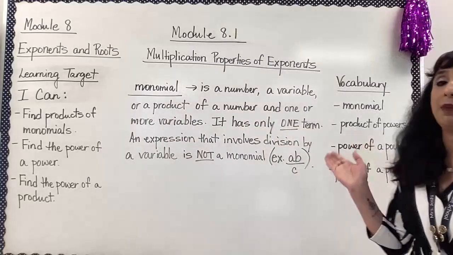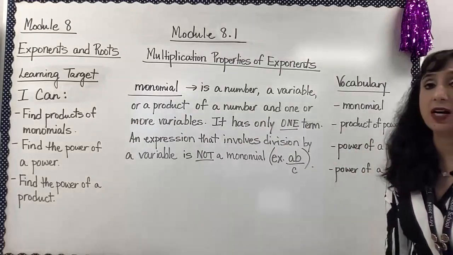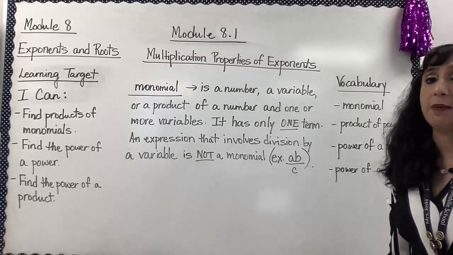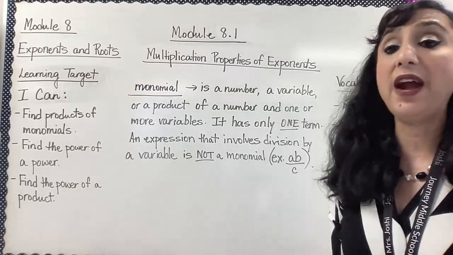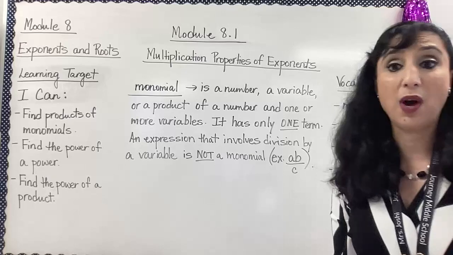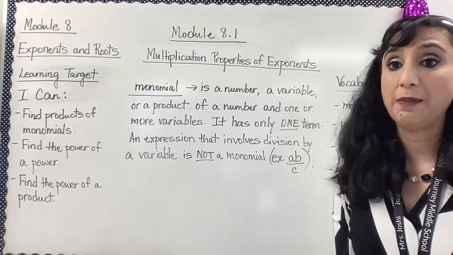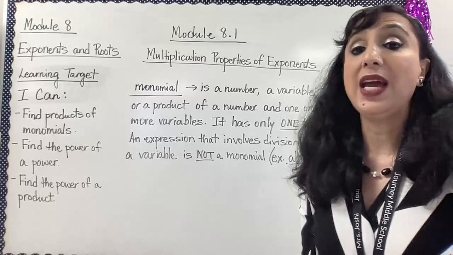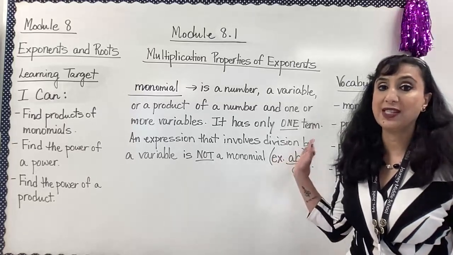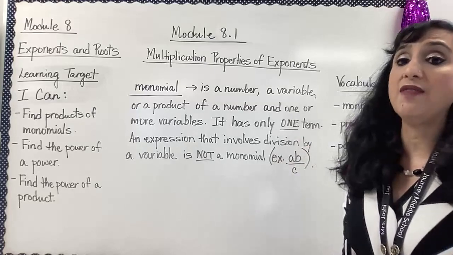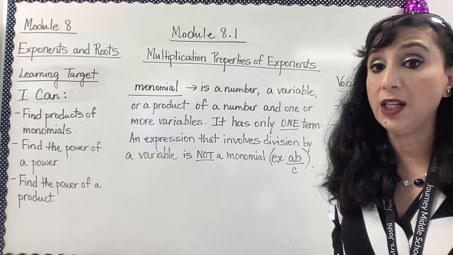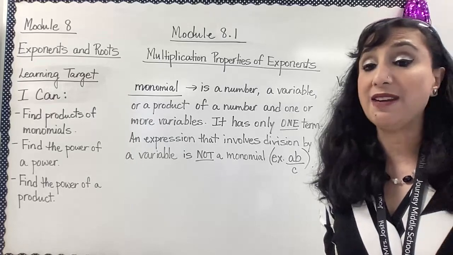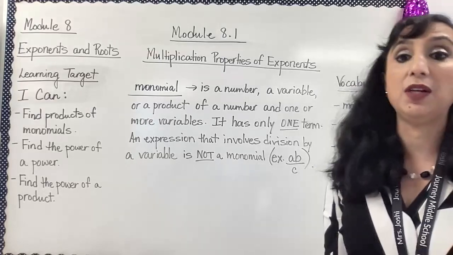Please look, a monomial is a number, a variable, or a product of a number and one or more variables, like 3x squared, y cubed. So it has only one term, and that's what I was just saying. An expression that involves division by a variable is not a monomial. For example, a times b divided by c is not a monomial.